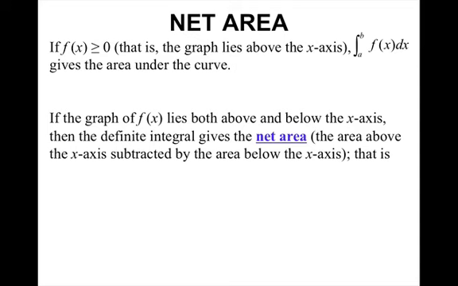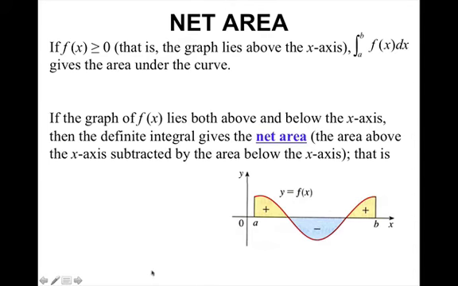If the graph of f of x lies both above and below the x-axis, then the definite integral gives what's called the net area: the area above the x-axis subtracted by the area below the x-axis. So what that means is that any area above the x-axis is considered positive area. Any area below the x-axis is considered negative area. So you're going to take the area above minus the area below.